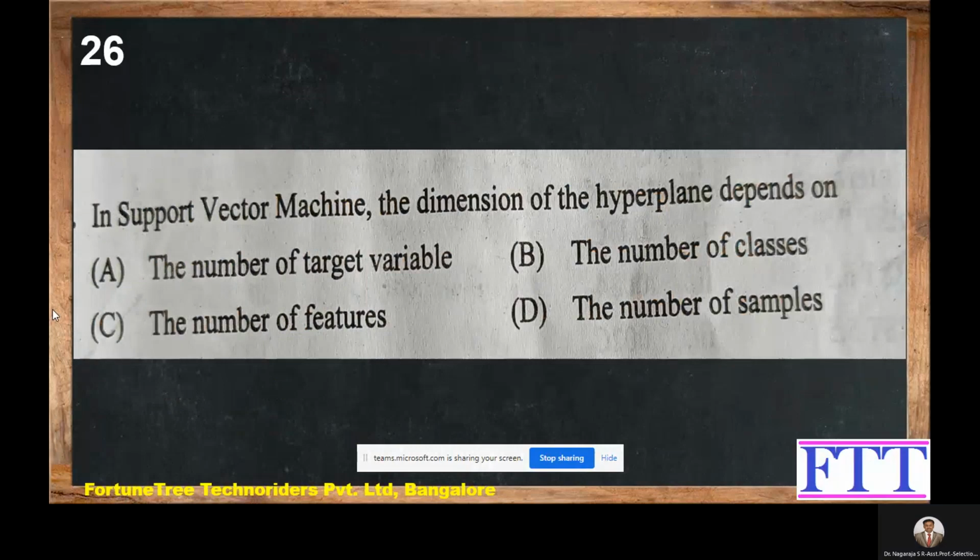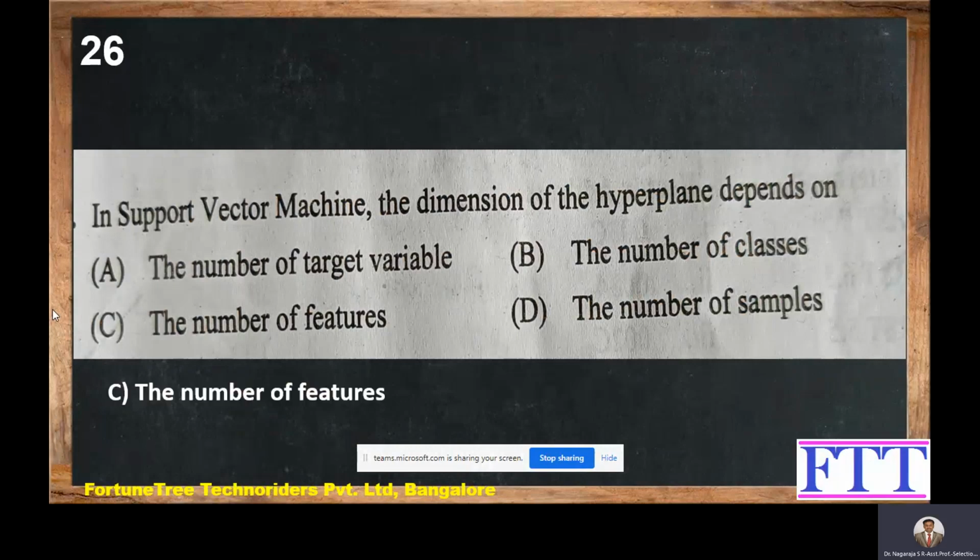In support vector machine, the dimension of the hyperplane depends on option A, the number of target variables. Option B, the number of classes. Option C, the number of features. Option D, the number of samples. So the right answer is option C, the number of features.